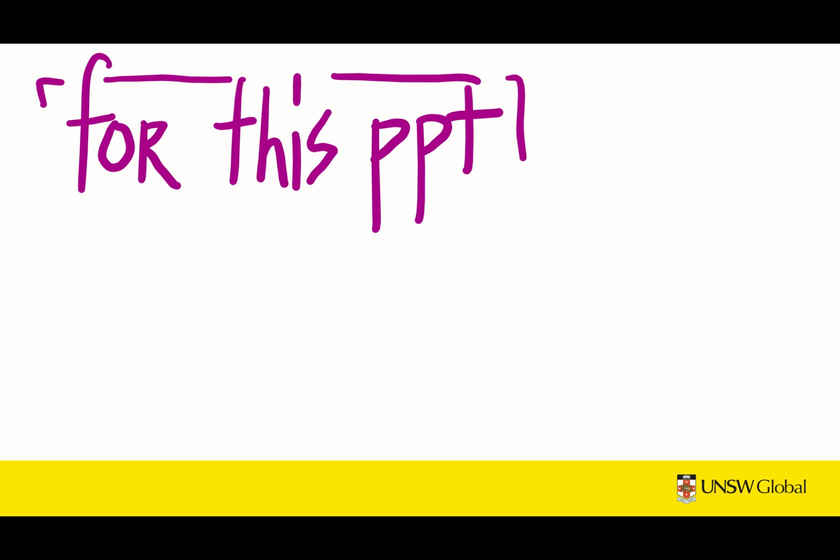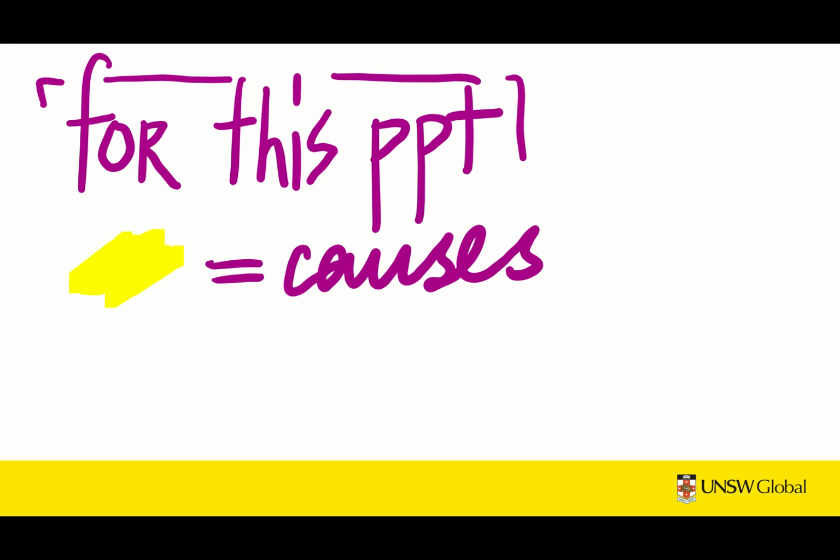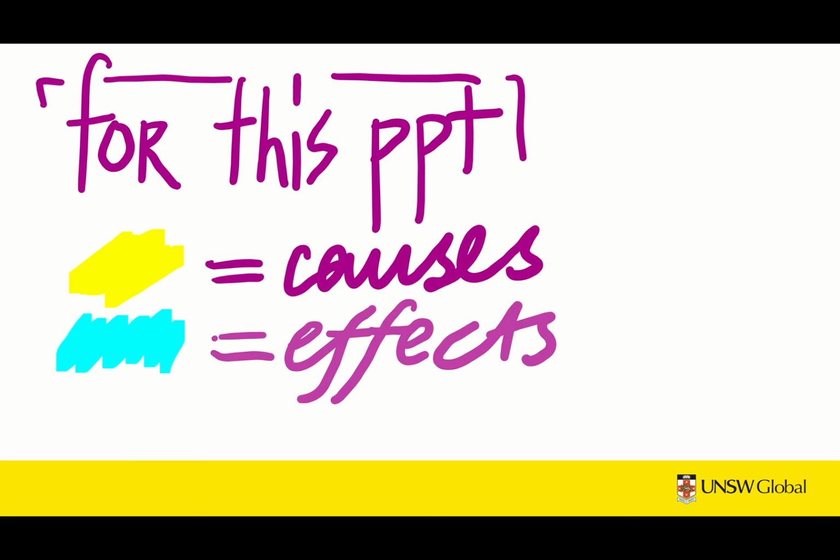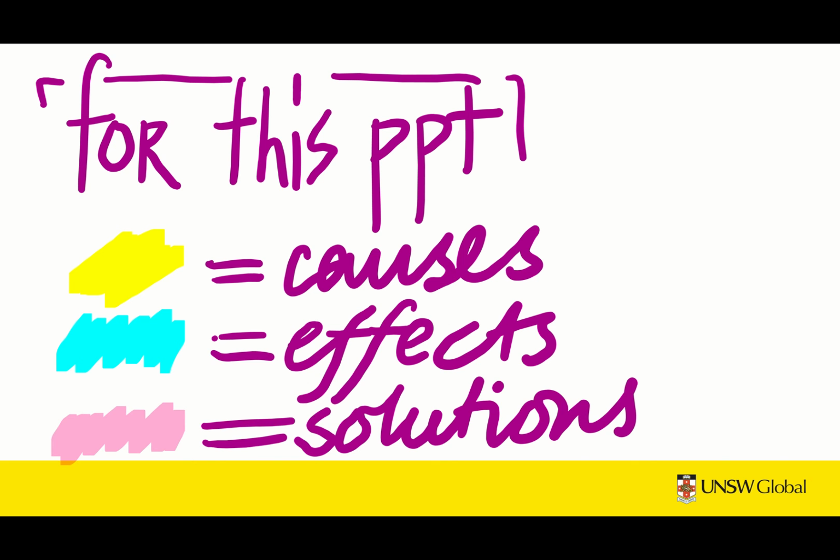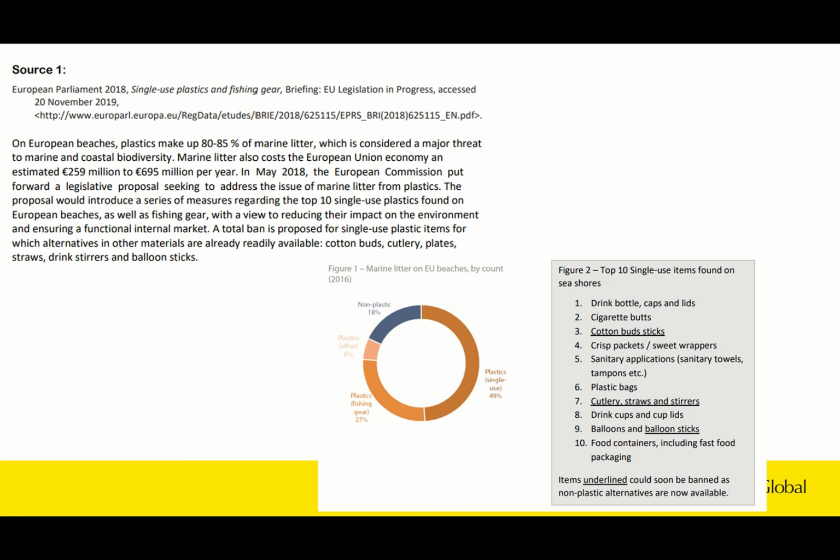Anyway, for this PowerPoint, yellow highlighting means causes, blue highlighting means effects, and pink highlighting means solutions. So let's have a look at those 5 sources and just try to assign the information.